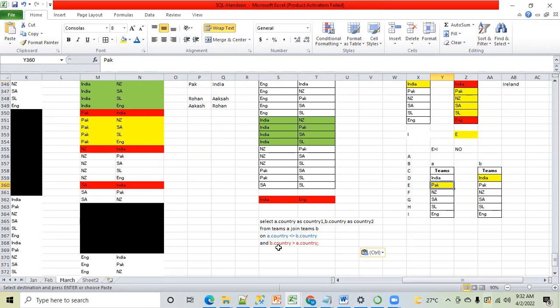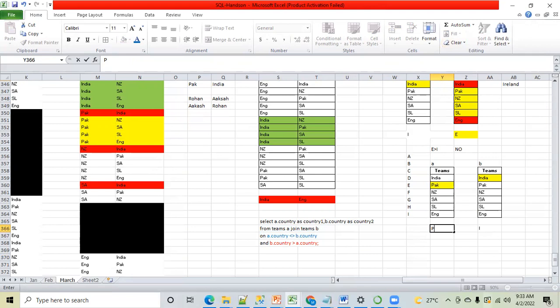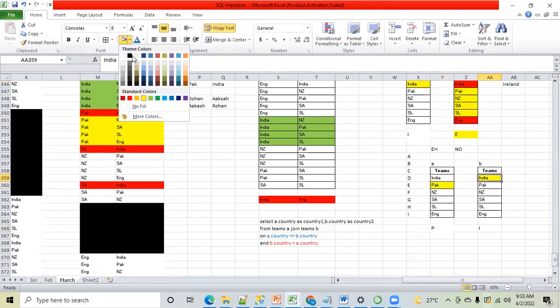Second condition, B dot country should be greater than A dot country. In B dot country, the first character is I, and here it is P. So which one is greater? Is I greater than P or not? No, I is not greater than P. So this condition is failed, and that's why you will not get the Pakistan with India combination in the output.